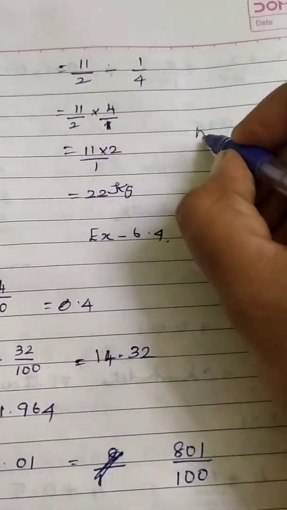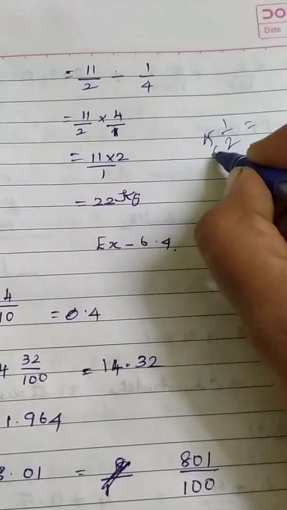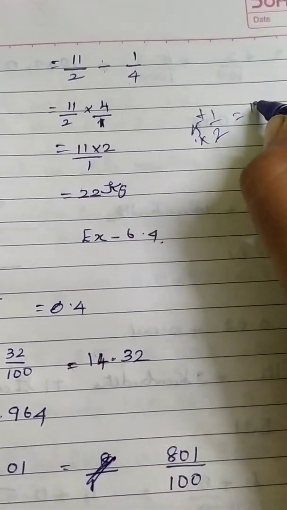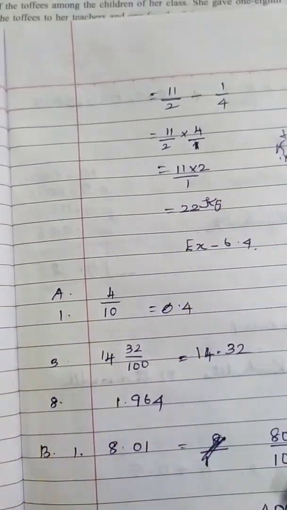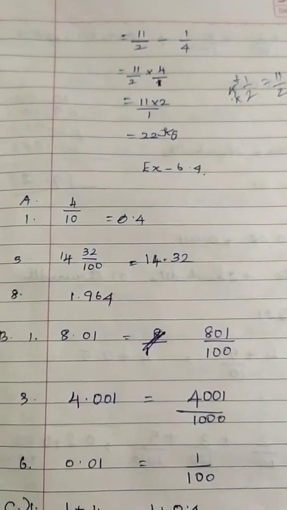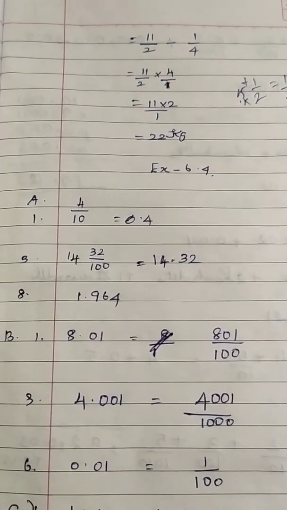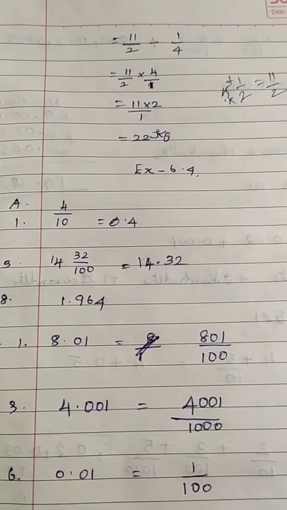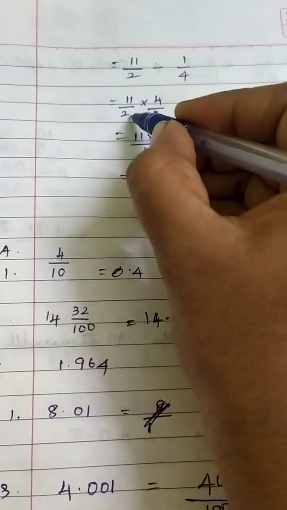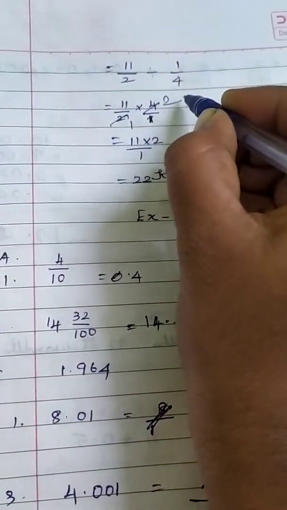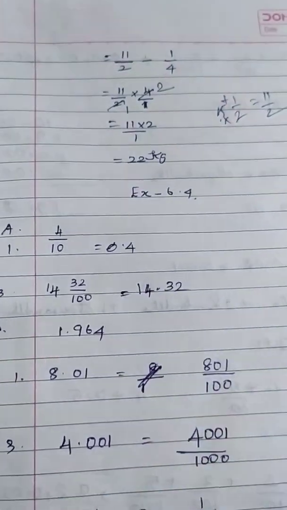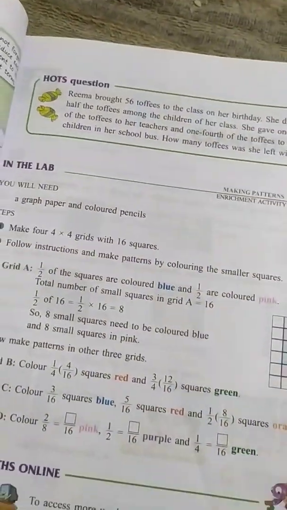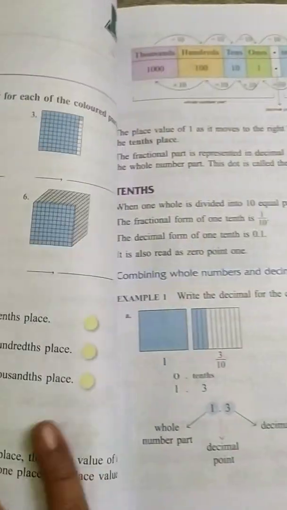Now 5 1 by 2 is in mixed fraction. How will you convert mixed fraction into improper fraction? 5 2s are 10, 10 plus 1, 11, so 11 by 2 divided by 1 by 4. Next step, writing multiplication, reciprocal of 1 by 4, 4 by 1. You don't have common terms, so multiplying 4 by 11 by 2. Here you have 2, here you have 4, 1 2 is 2, 2 2s are 4, 11 into 2, 22, it is your 22 kg. So each bag you can carry 22 kg of onions.